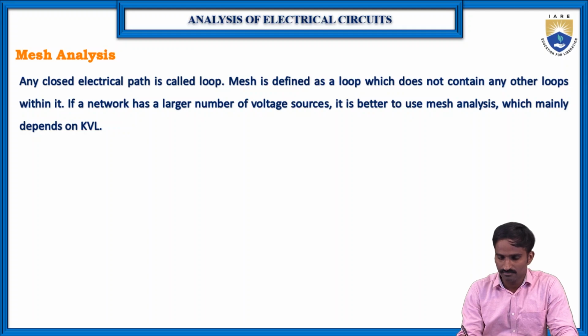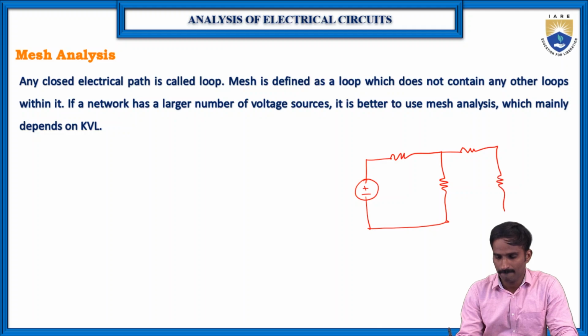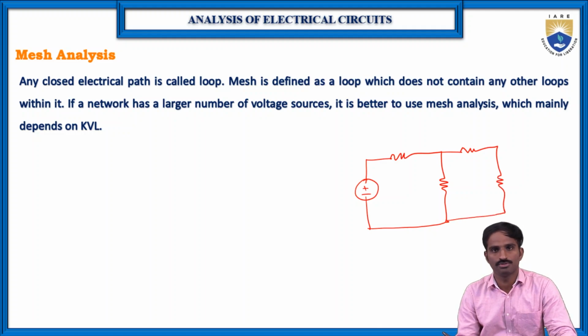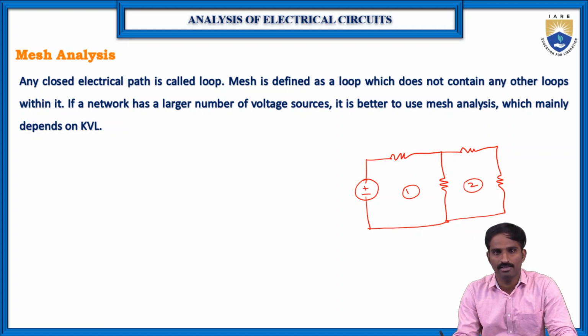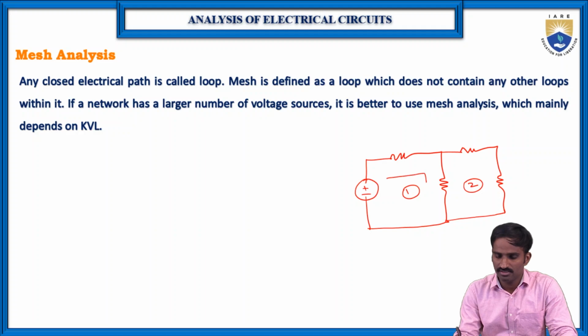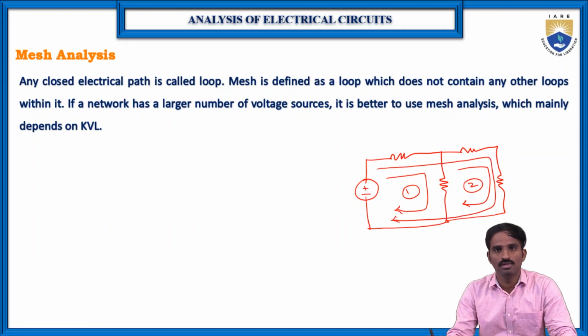let us consider a circuit, and this circuit has two loops. Let us consider 1 and 2. Any closed electrical path, which means here this is one loop and this is the second loop, and we can also call this the third loop. This is also a closed path.